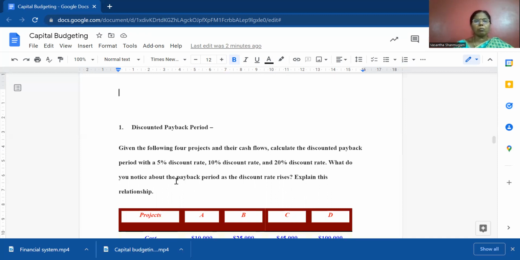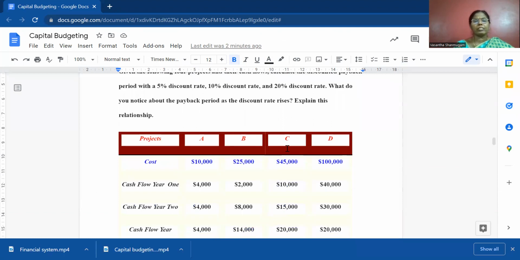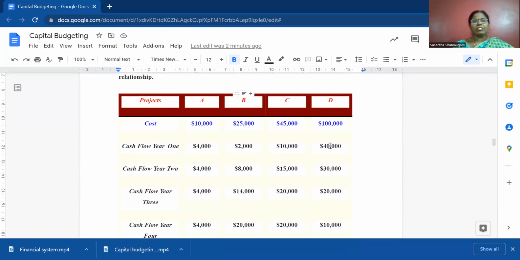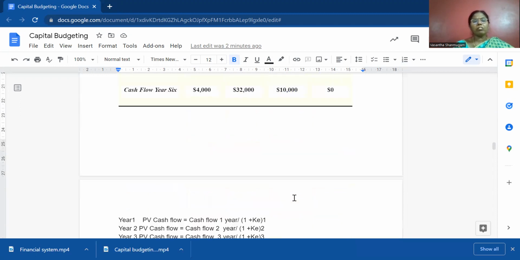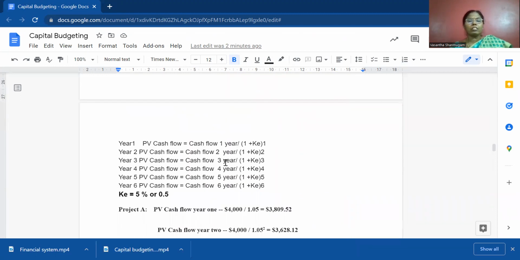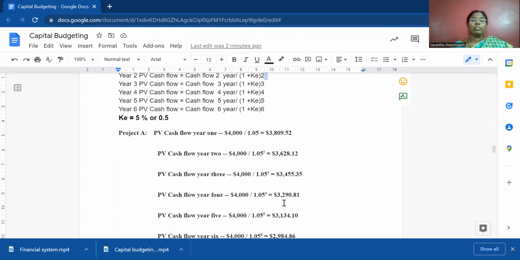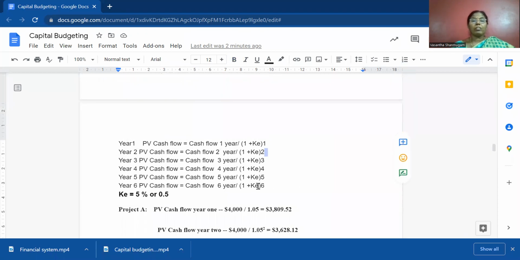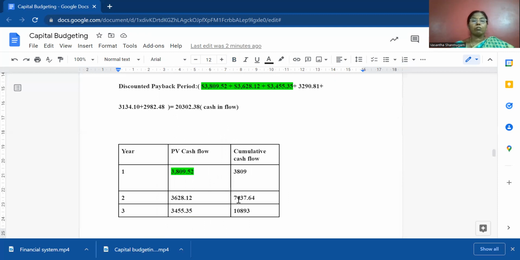What do you notice about payback period at the different discount rates? Here you see the initial year, then year 1 cash flow, year 2 cash flow, year 3, up to 6 years given. So what you have to do, this is the formula: present value of cash flow. Why are we discounting the money? In order to find out the true value of the money. So cash flow of the first year divided by 1 plus KE. KE means cost of capital, that is the capital required to meet the raising of the fund. So if you apply this formula, you can calculate the cash inflow.